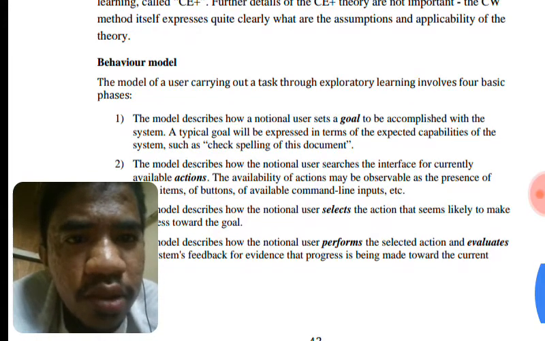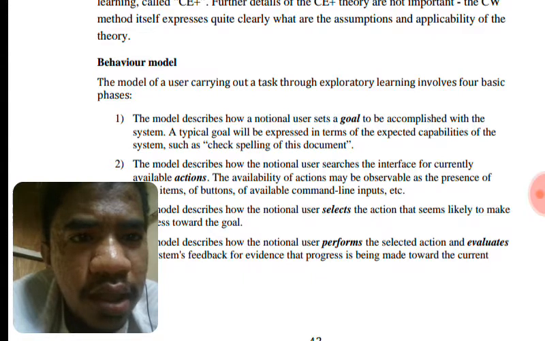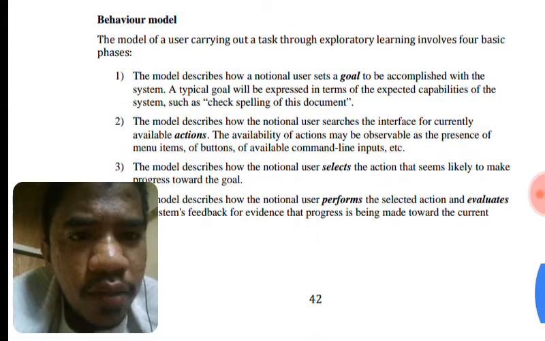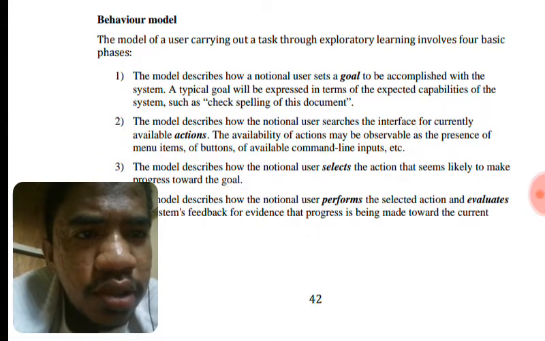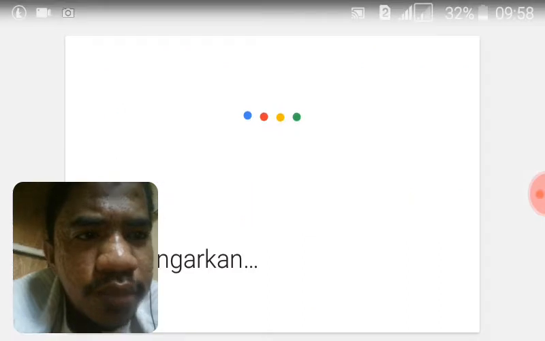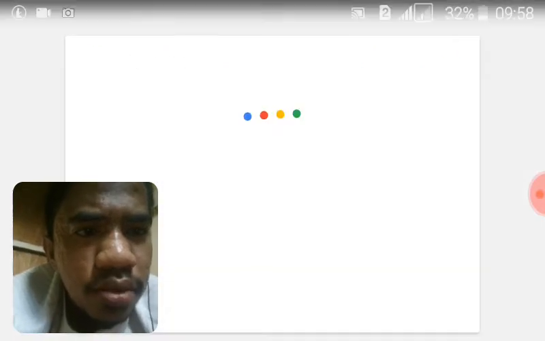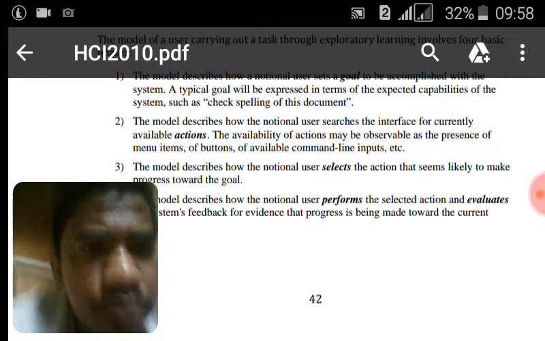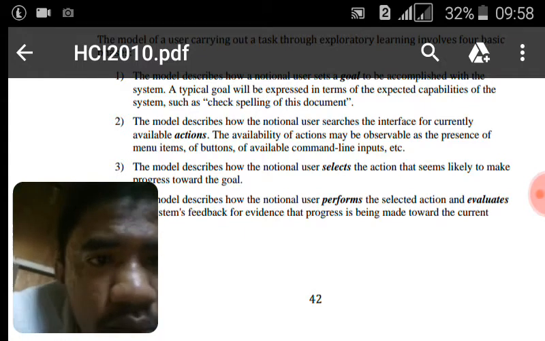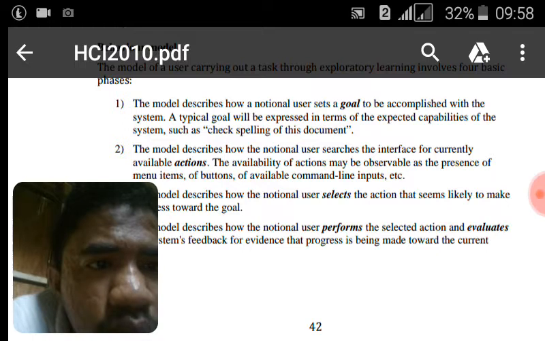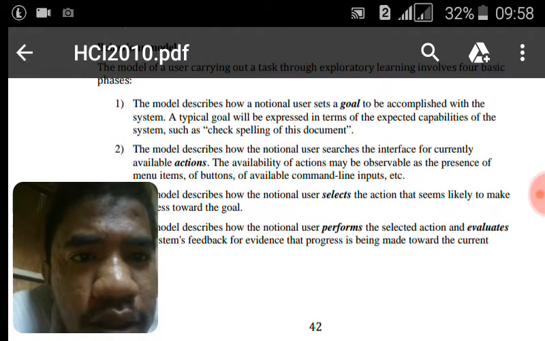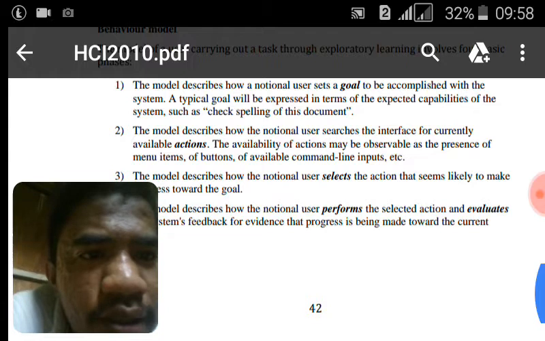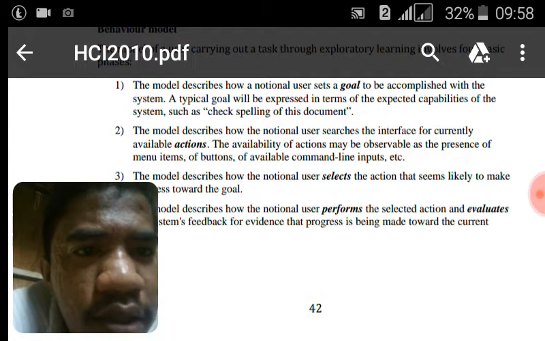Behavior model. The model of users carrying out tasks through exploratory learning involves four basic phases. The model describes how the notional user sets goals to accomplish with the system. A typical goal will be expressed in terms of the expected capability of the system, such as check spelling of this document.